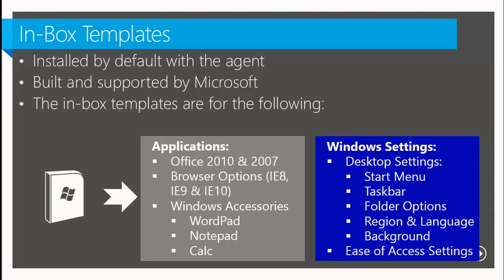So depending on where you are in the Office life cycle, we give you some good options there. Browser options, Windows accessories, and then the Windows settings. We give you some flexibility there, so you can tie all these in, get up and running very quickly without having to do anything in your enterprise. Love that. Makes it really simple and easy to get going.